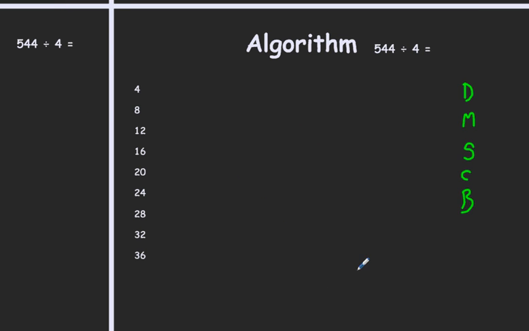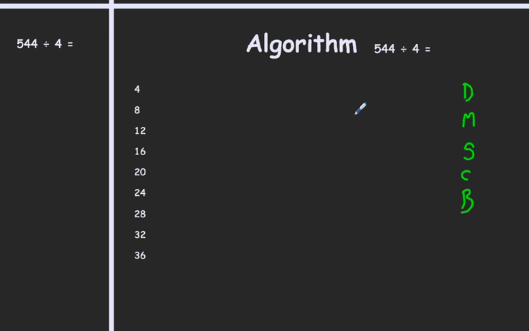So let's go ahead and move on to the algorithm. To start this algorithm out, I start with my multiples aside, and then I put my little checklist over here that I'm going to need. I can remember this by "drive my super cool buggy." Remember, D stands for divide, M stands for multiply, S stands for subtract, C stands for check to make sure it's still smaller, and B means to bring down.